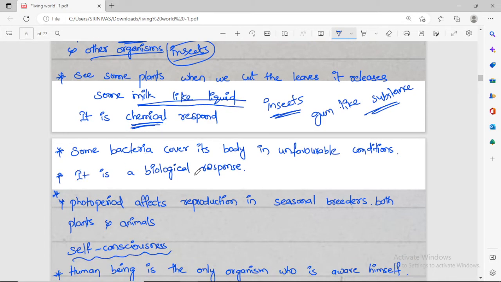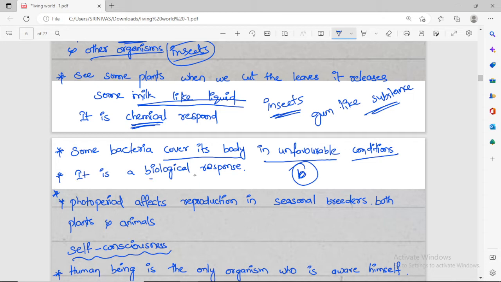Understood? Next. Some bacteria cover their body in unfavorable conditions. It is called a biological response. The milk-like liquid release means it is a chemical response, meaning it releases some chemicals for insects. Covering its body is called a biological response.